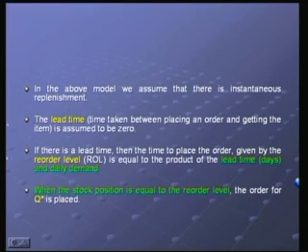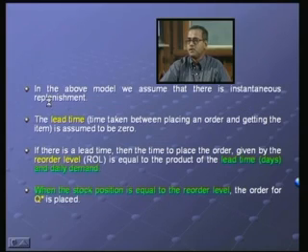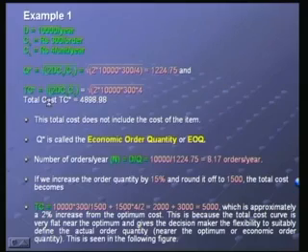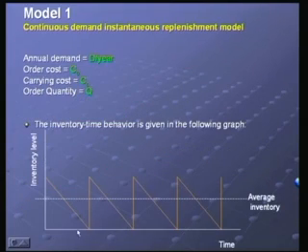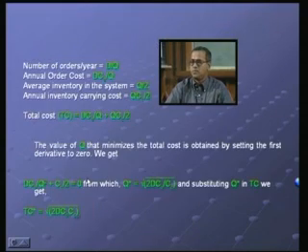We also assumed in this model that there is instantaneous replenishment. For example, we place an order here, instantly the quantity becomes Q. So, there is an instantaneous replenishment. Therefore, we wait for the inventory level to reach 0, and then we place an order so that the inventory rises to Q.